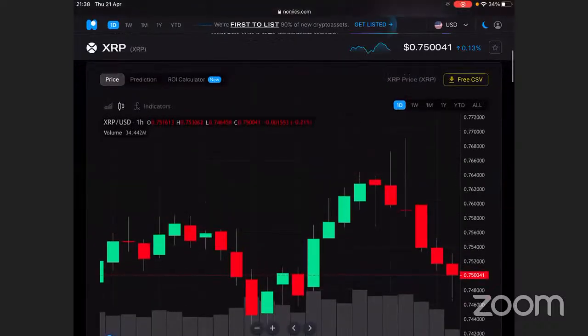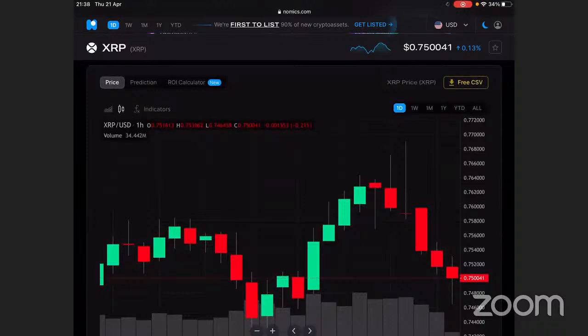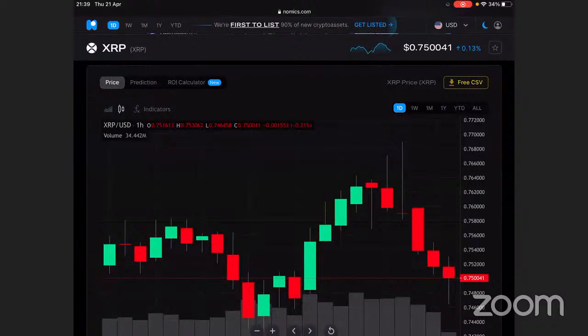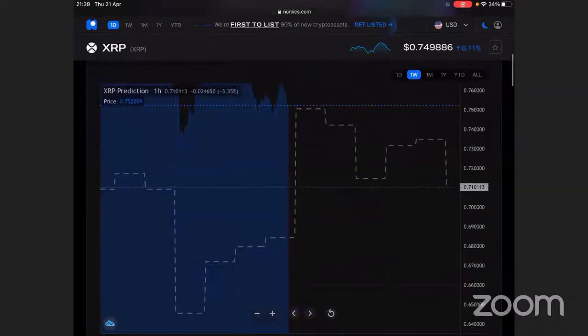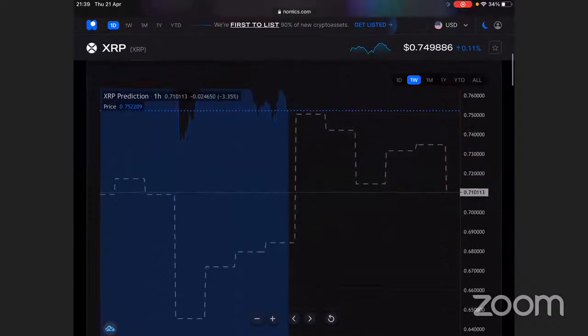When you scroll down, you're going to see on the top there's a price, and then there's a prediction, and a return on investment calculator. It gives you a return on investment calculator per day, per week, all sorts of things. But we usually analyze our charts on the day frame. Nomics is what we use for the prediction or performance of a coin. So I click here on the prediction, and it's going to give me something that looks like this.